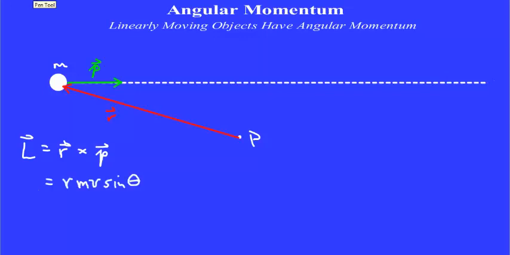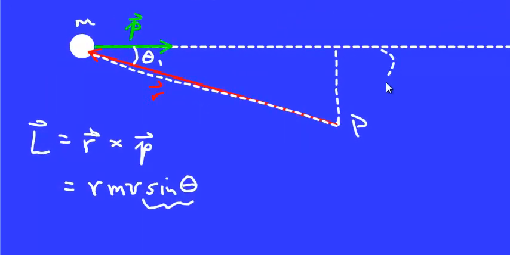You see, I drew the position vector and I drew the linear momentum vector. The cross product in this case would be r m v sine theta, where theta is this angle here. Now, hopefully you'll see that this term here, if we imagine a triangle here, like so, this distance here is that r sine theta of that triangle.